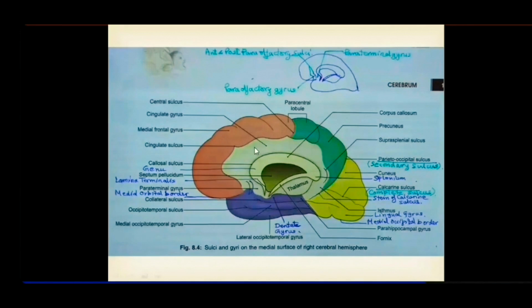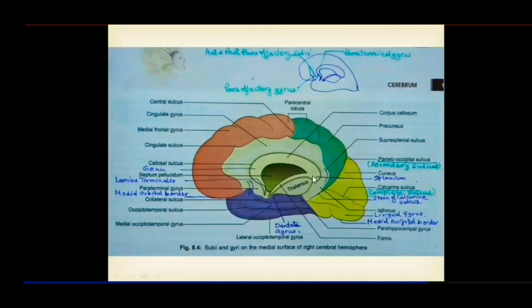This gyrus here between the callosal sulcus and the cingulate gyrus, this is called the medial frontal gyrus. Sorry, this above portion, because this was the frontal lobe, right? And this is the medial surface of the frontal lobe. So this is called the medial frontal gyrus above the cingulate sulcus, and below that is the cingulate gyrus.